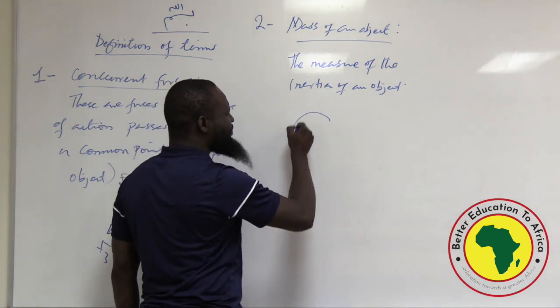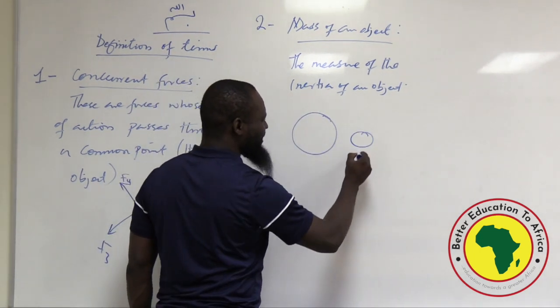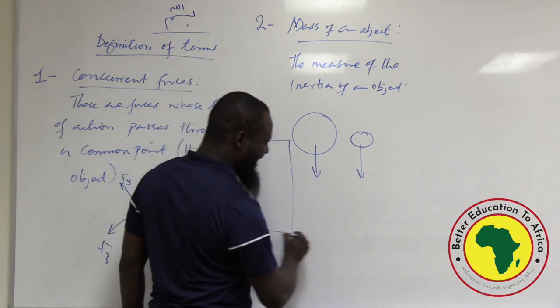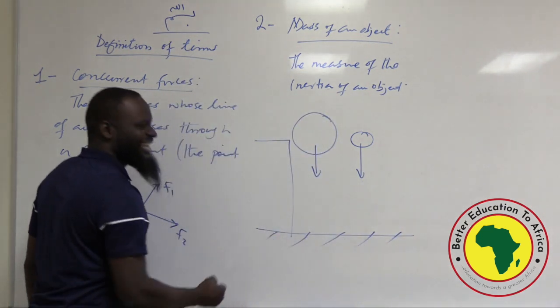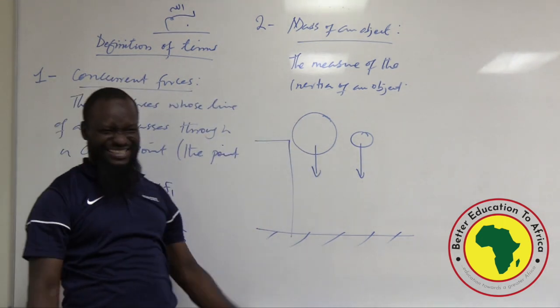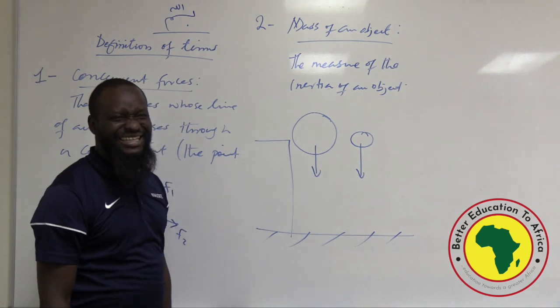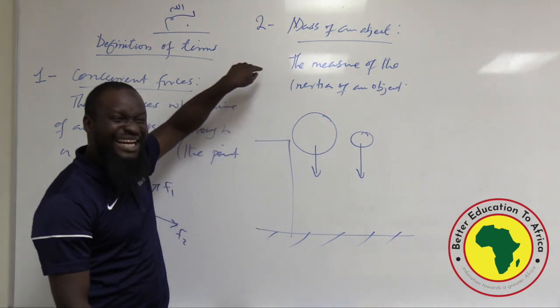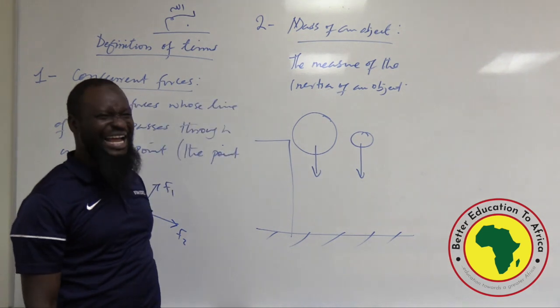Now, what do we mean by this? Remember we told you, if I have a big body and a small body falling down from a height, according to the experiment by Galileo Galilei, which of these bodies will hit the ground first? Ignoring air resistance, neither. They make it at the same time. Do you know why? If you understand inertia and mass, you will know why.